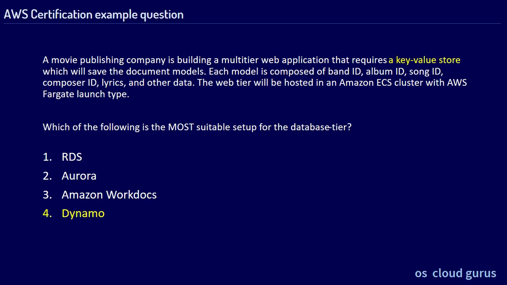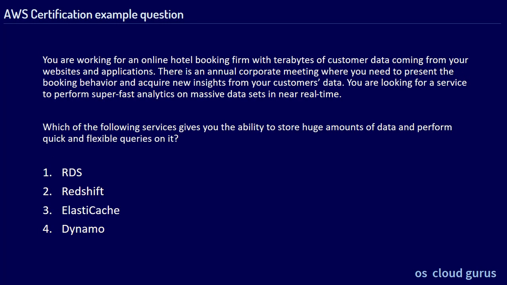And you find the answer in the question here at the very top, key value store, which will save the document models. And if you take a look at the description of Dynamo and also what I just mentioned about some hints to differentiate between RDS or relational databases and NoSQL databases, you should be able to answer this question. Next question. Please read the question, pause the video if you need a second, and then we have again 4 possible answers.